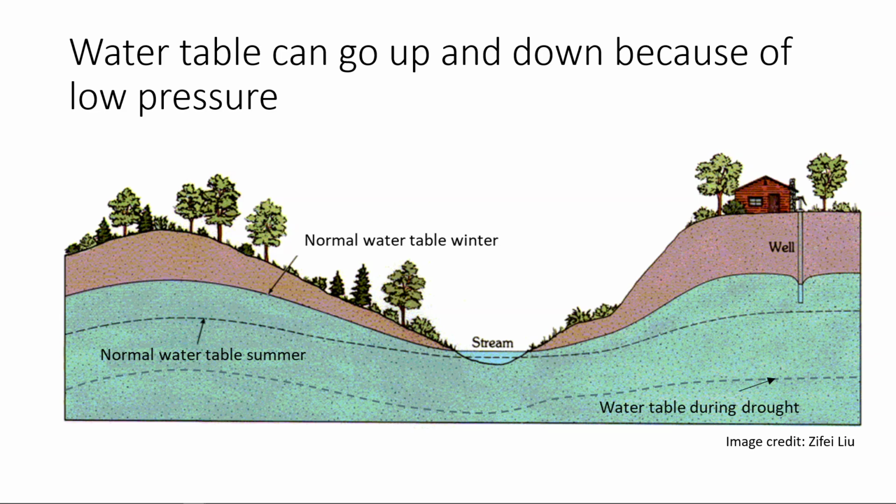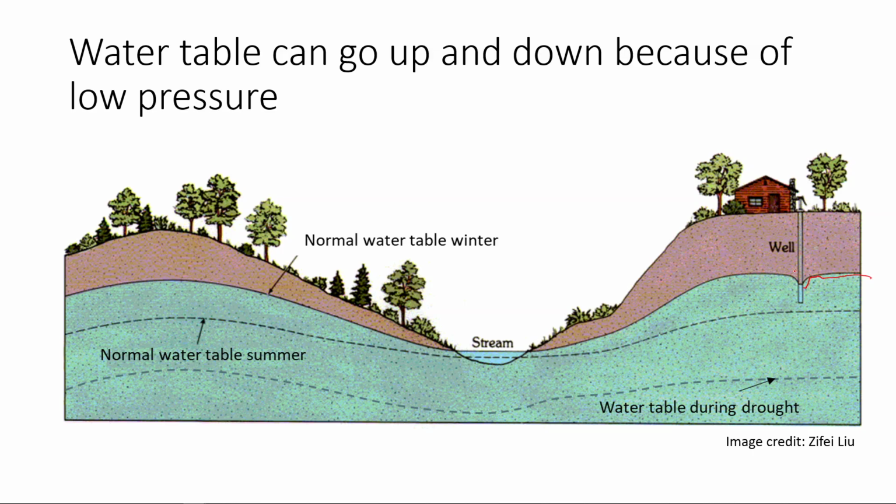So here, for example, that's your stream level, and this is your water. That is the normal water table, and that would be the normal stream level. With this normal water table, you have a well here. You can tap through this water. So this is your water table.